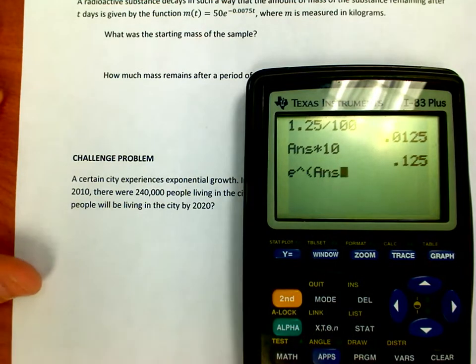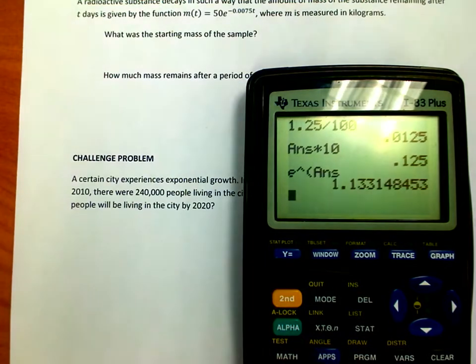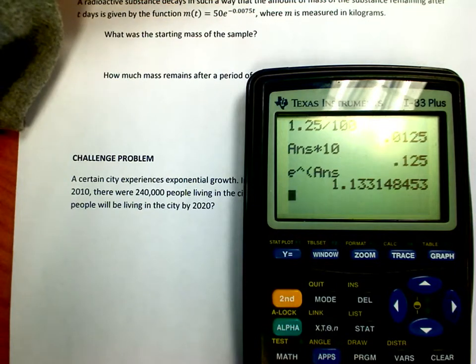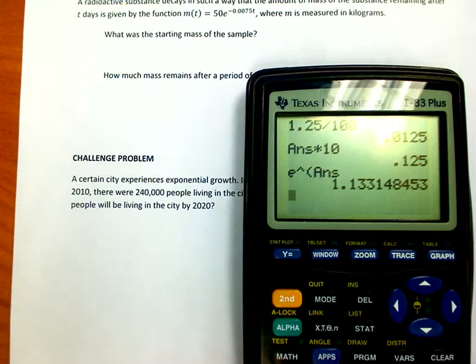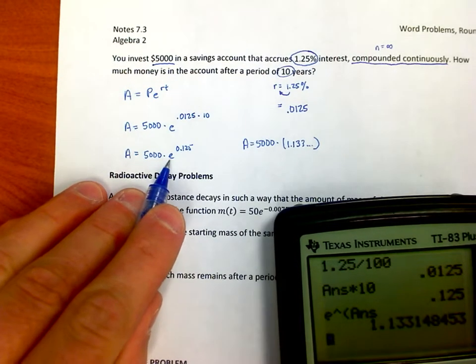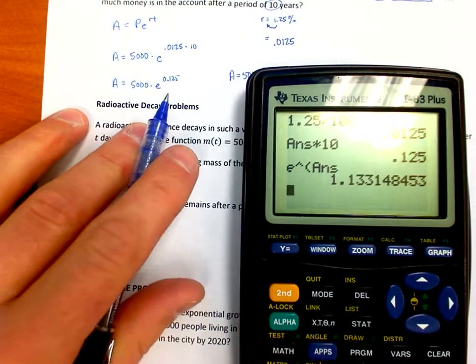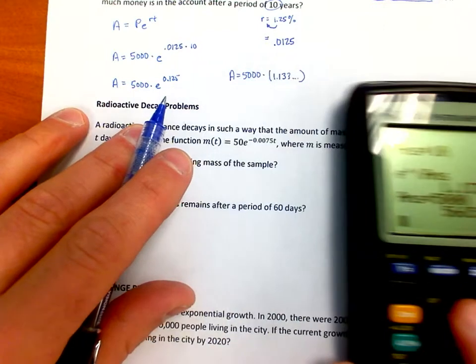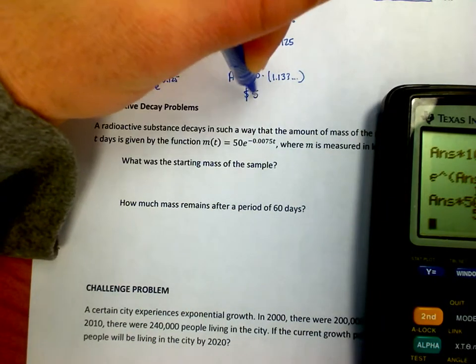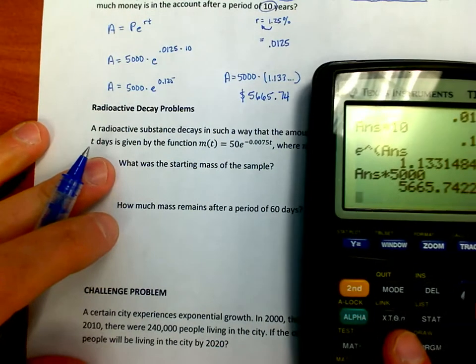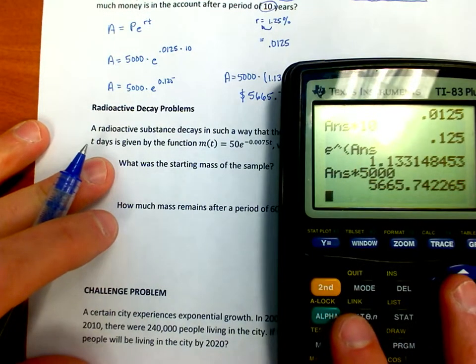e raised to the power of the previous answer. That's 1.133, so on and so forth. Lots of decimals there. Remember, only the e is being raised to the power, not the 5,000. So now, after we've done that, we multiply it by 5,000. And my answer is $5,665.74, because it's 0.742, so I keep it at 0.74.